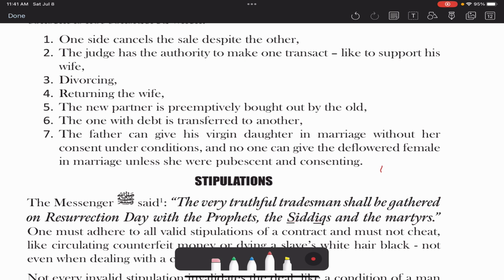Also, in the case of debt transfer, our usual scenario is to say A owes B and B owes C. So B transfers A to C. So now A has no word in this. There's nothing he can do here.